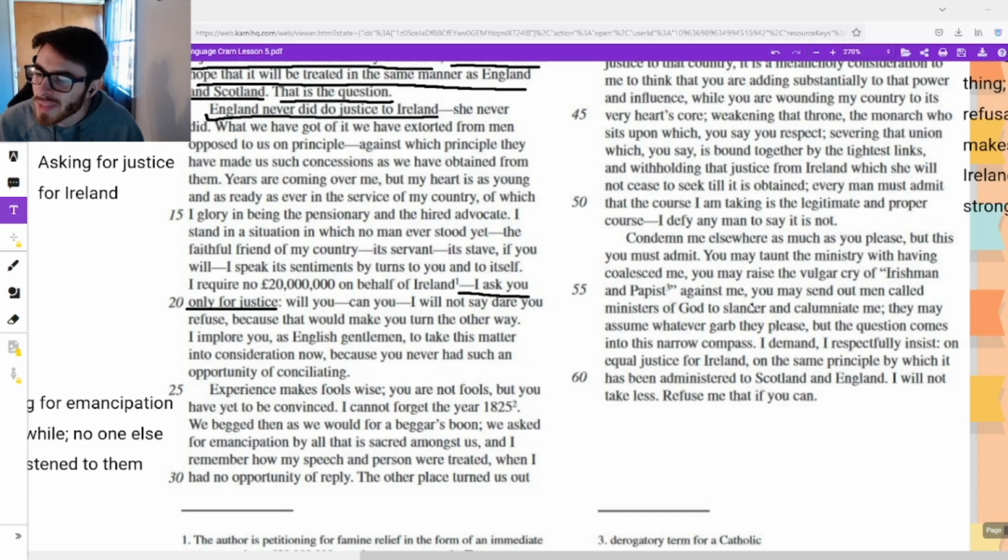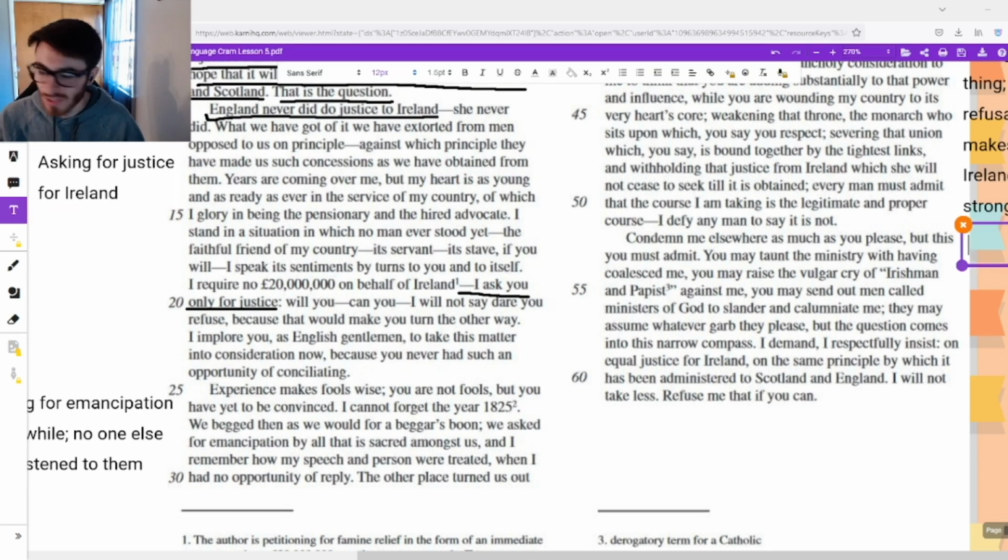I don't know that word. They may assume whatever garb they please, but the question comes into this narrow compass. I respectfully insist on equal justice for Ireland, on the same principle by which it has been administered to Scotland and England. I will not take less. Refuse me that if you can.